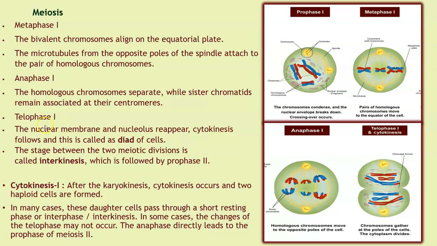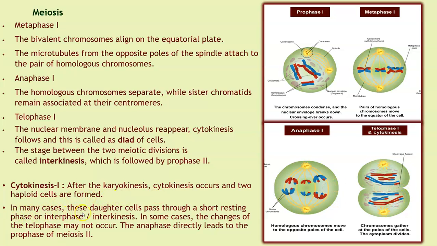Then you have telophase 1, the nuclear membrane and the nucleolus reappear. Cytokinesis follows, and this is called a dyad of cells. The stage between the two meiotic divisions is called interkinesis, which is followed by prophase 2. So here you have your cytokinesis 1 taking place after karyokinesis, that is, after the nuclear division, cytokinesis occurs and the two haploid cells are formed.